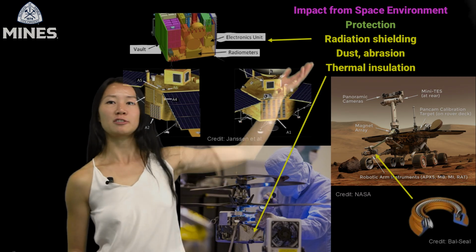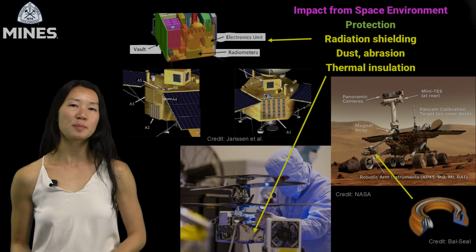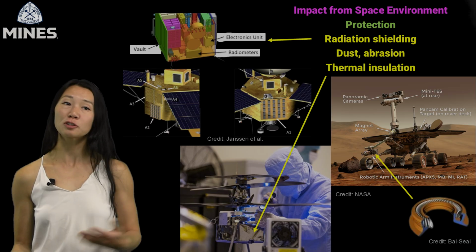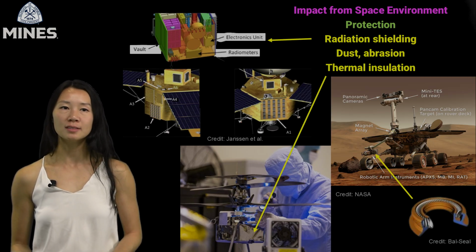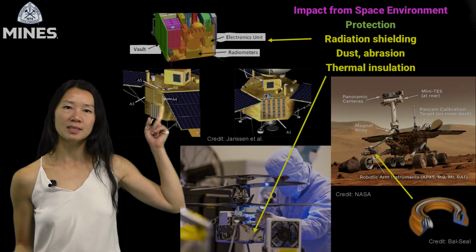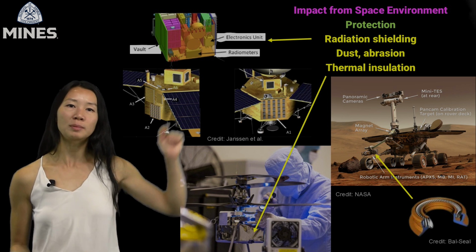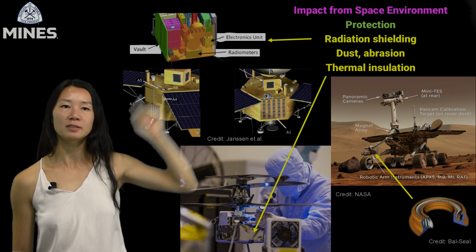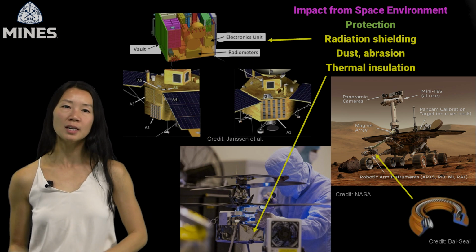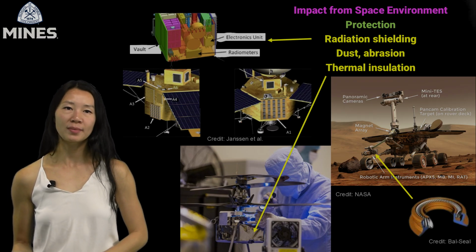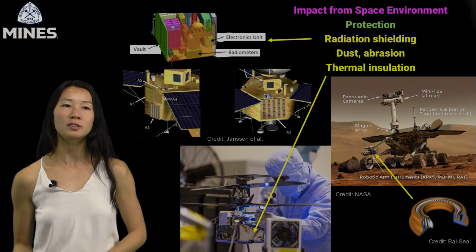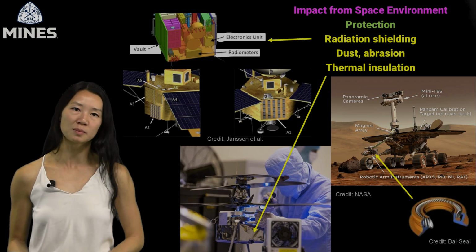First, radiation shielding. High-energy particles, especially near planets like Jupiter, can fry electronics. On the top left of this slide, you see the microwave radiometer payload on the Juno spacecraft. Its electronics are placed inside a thick radiation vault, shown here in gold, to block incoming particles. This is especially critical for long-duration missions with sensitive instruments.